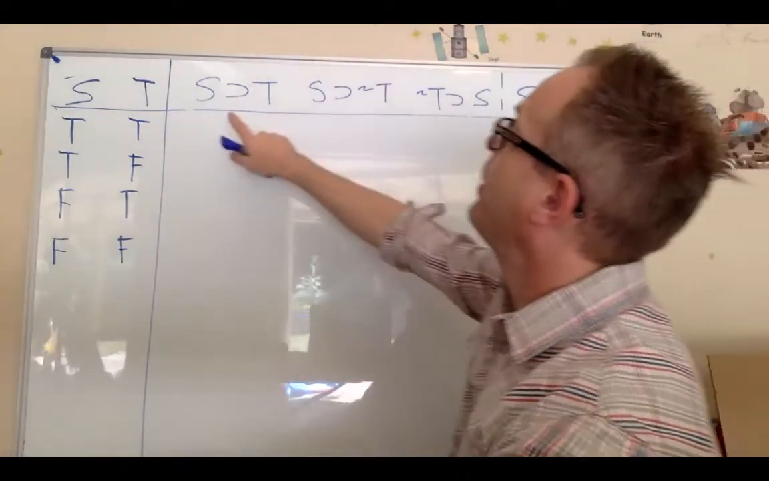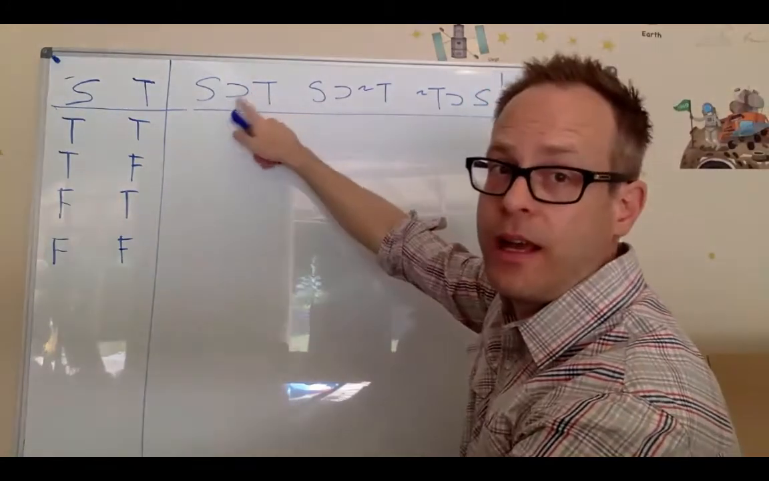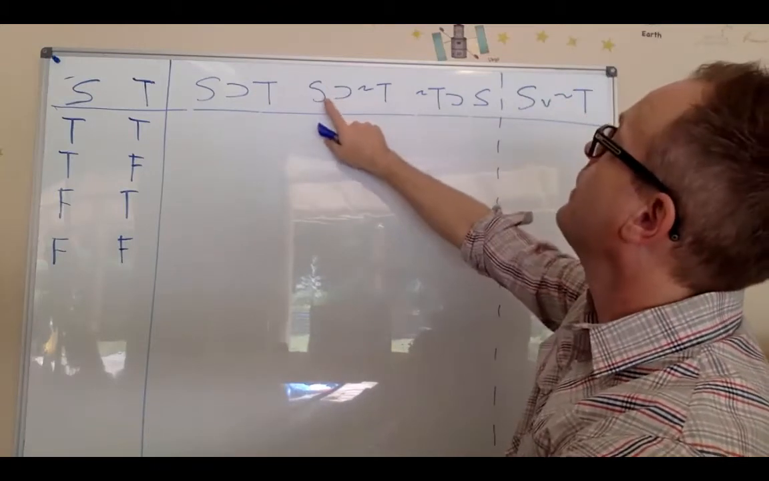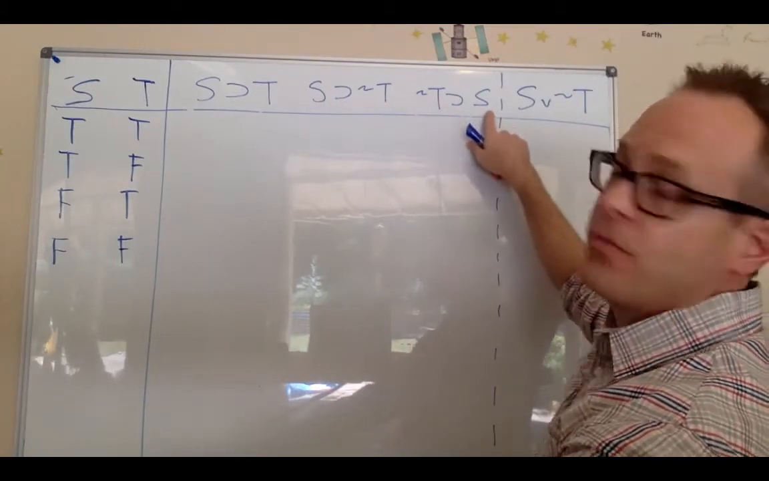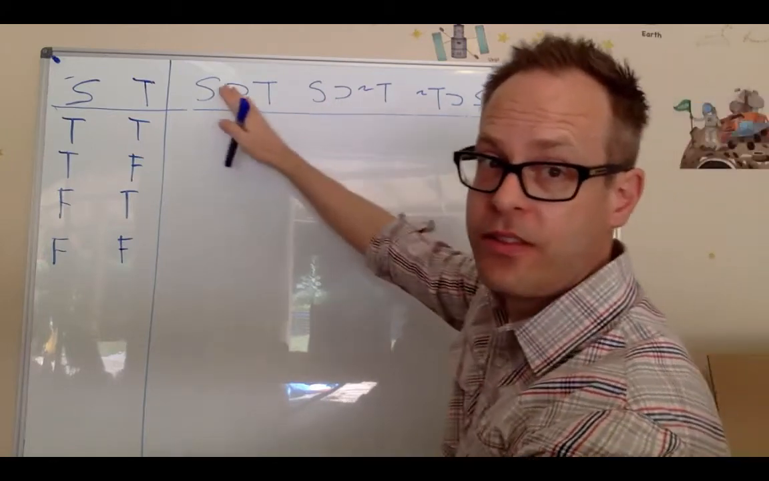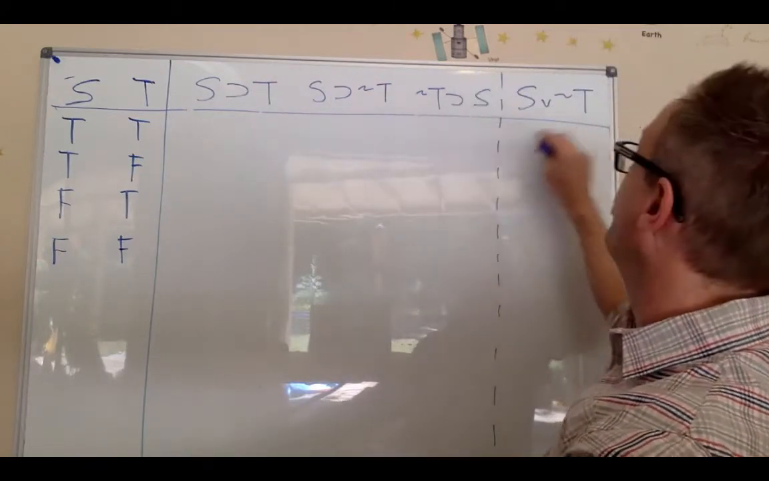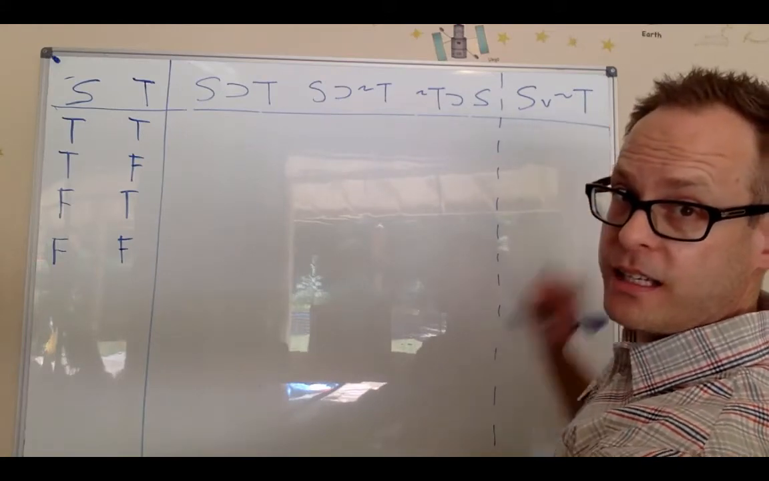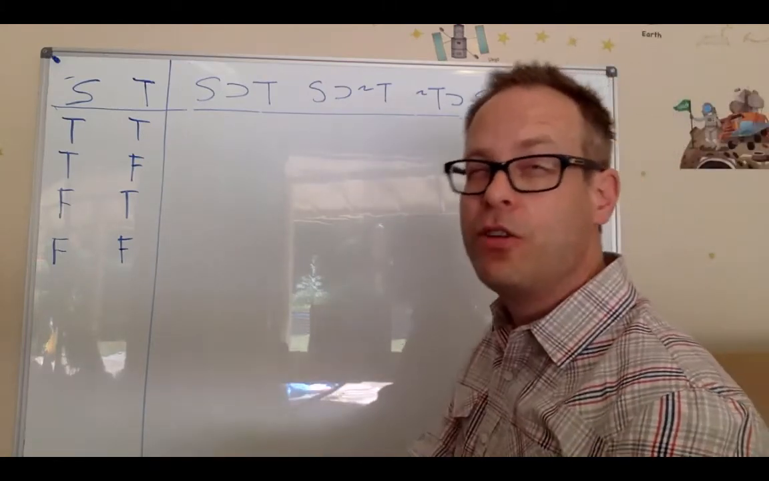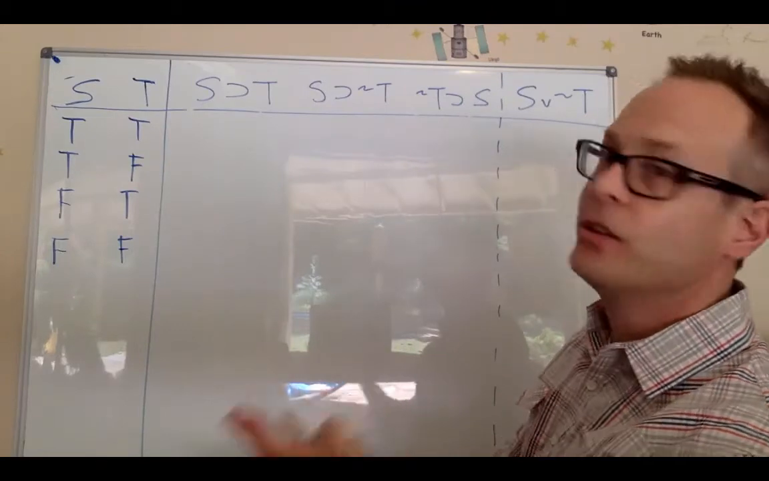The premises are if S, then T, so S implies T. If S, then not T, and if not T, then S. And what we want to determine is whether or not, if these three premises are true, it guarantees that the conclusion S or not T is true. Now this may not be intuitive to you. It's hard to see it just by looking at it.